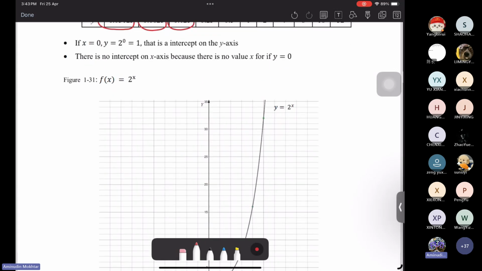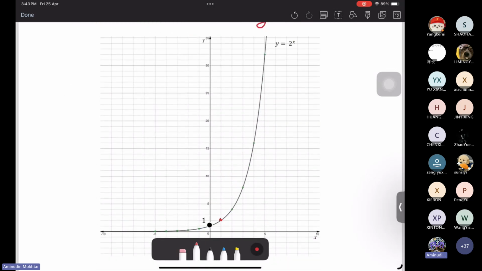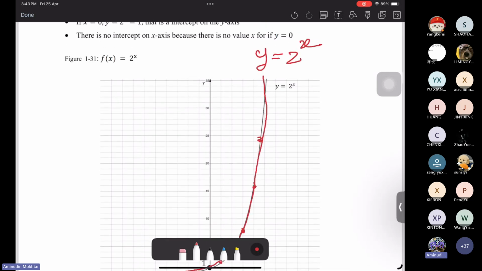When we draw this graph, I just plot any points on the graph that belong to the curve. Then I connect these points, and we have this kind of graph. This is y equal to 2 to the power of x, the exponential equation and exponential graph with base 2 and the power equal to x.